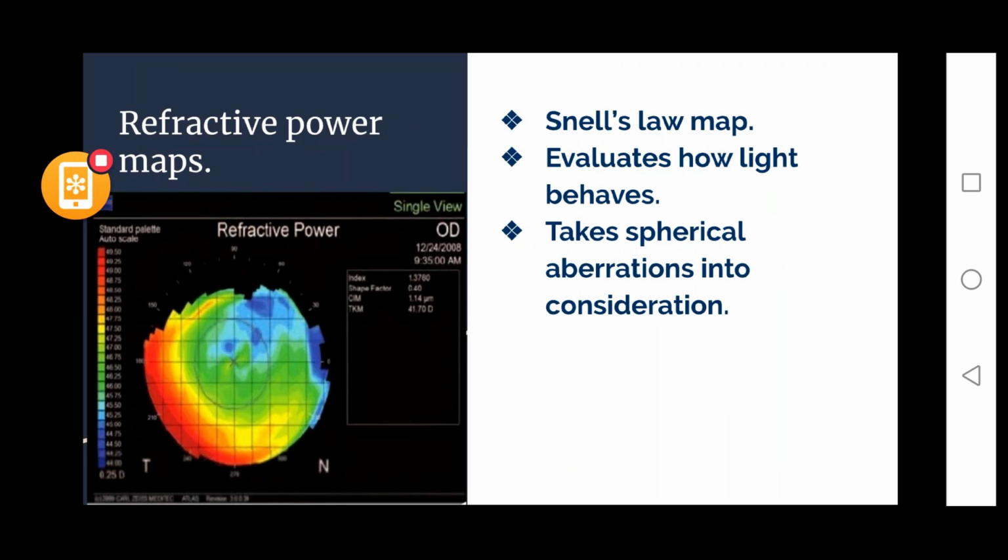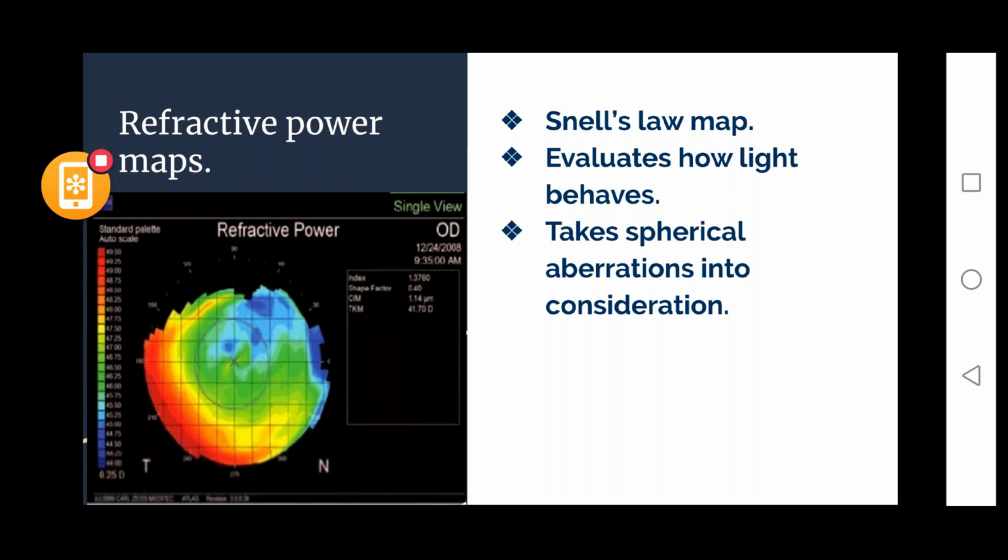Suppose a post-LASIK patient comes in and tells you, "I'm not happy with my vision." Over here you can find out what is going on exactly in different regions of the cornea. There could be a region in the center of the cornea which is not behaving as it should, or it is not refracting the light as it is supposed to. So it can give you a little bit of an idea about what the patient is seeing.